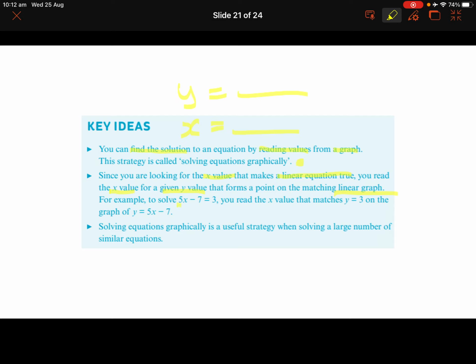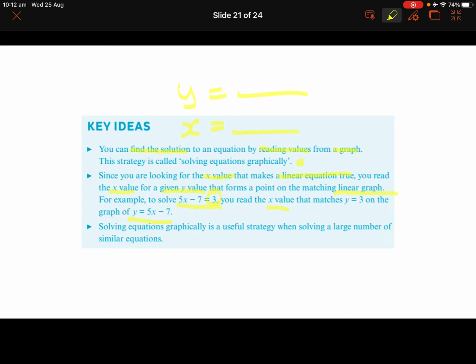So, for example, to solve 5x minus 7 equals 3, you read the x value that matches y equals 3. So this is your actual y. So when does this equation equal 3? So y equals 3 here on the graph of this. So we're trying to find the x value.